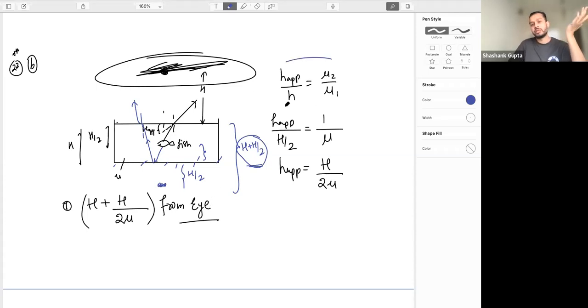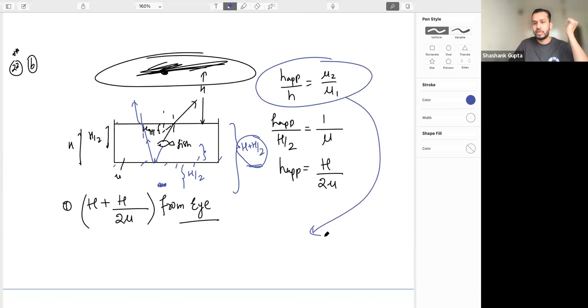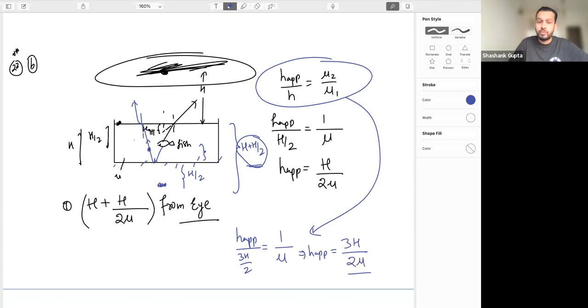So now apply the formula again. I'm directly applying the formula here. So we have to find h apparent upon h. Now h is what? From the interface, the distance. It is h plus h by 2, which is 3h by 2, equal to mu2 by mu1. The ray is going here into the air, so refractive index of air upon refractive index of the water. So h apparent is coming out to be 3h upon 2 mu. This is again from the interface. We have to find the distance from the eye, so we'll have to add h.